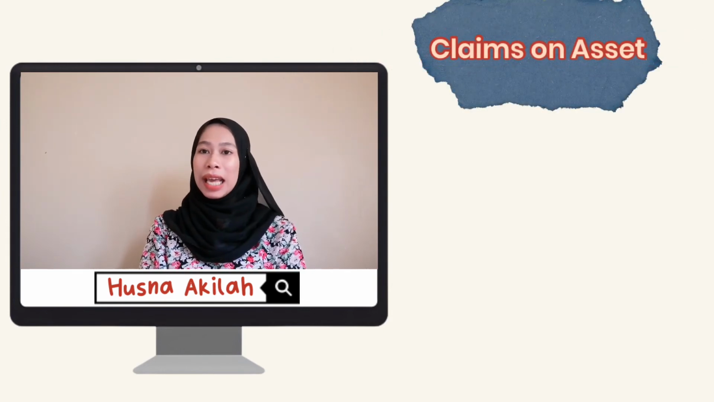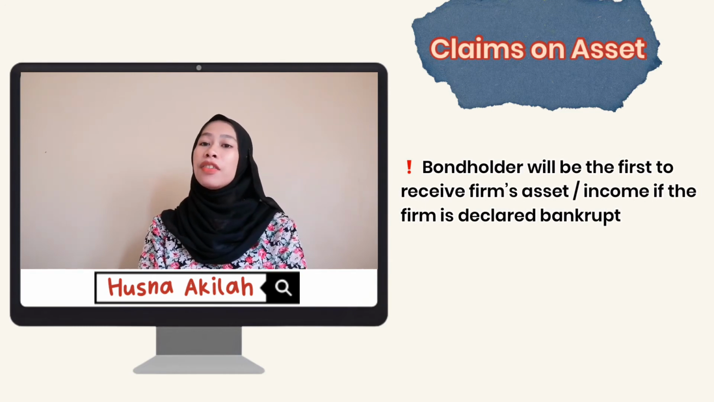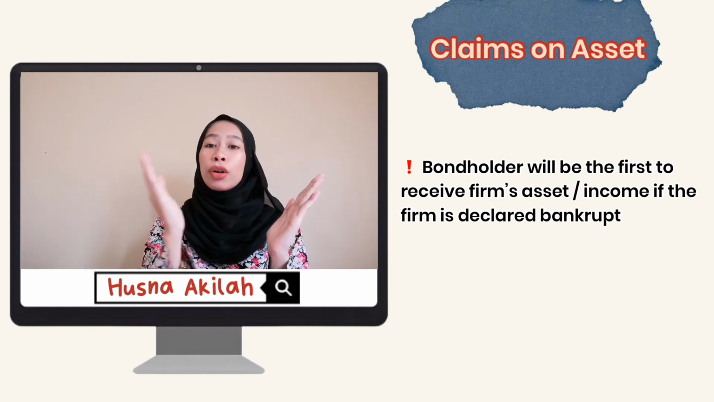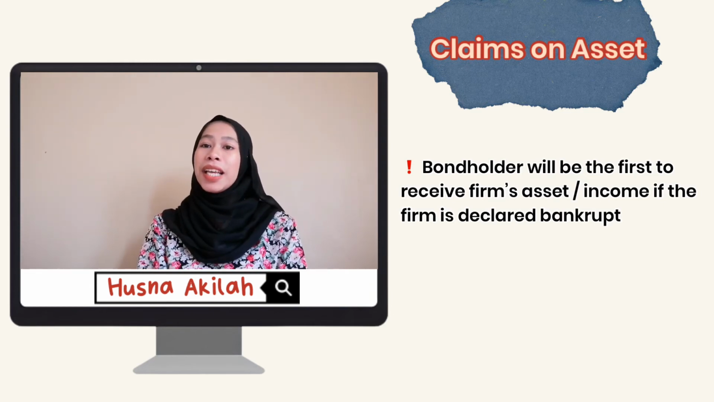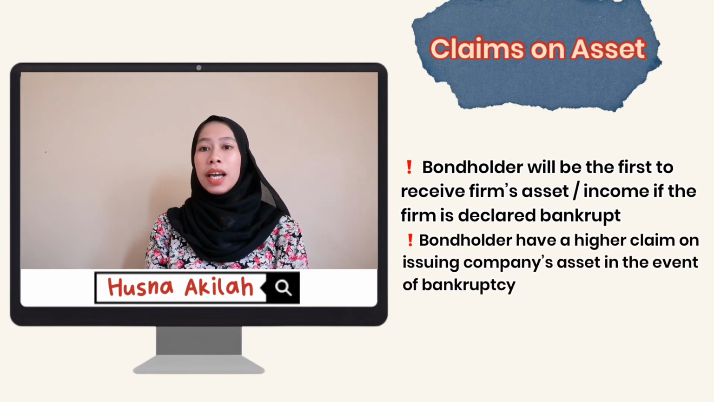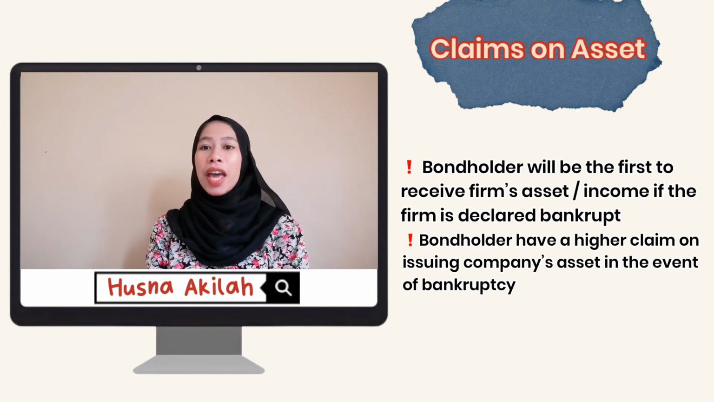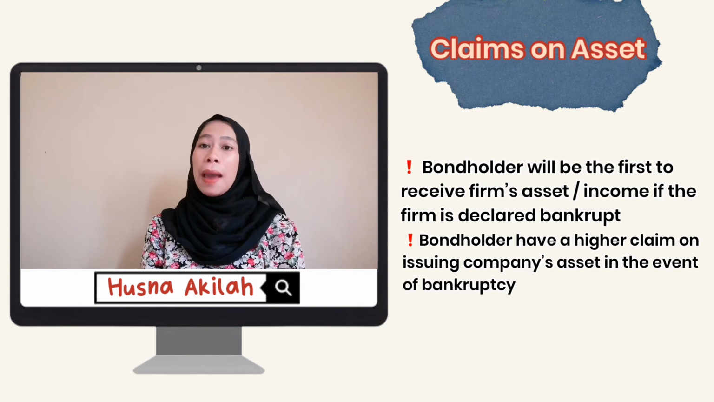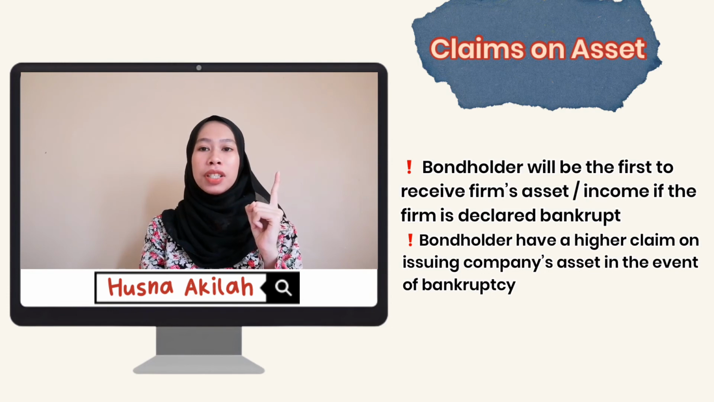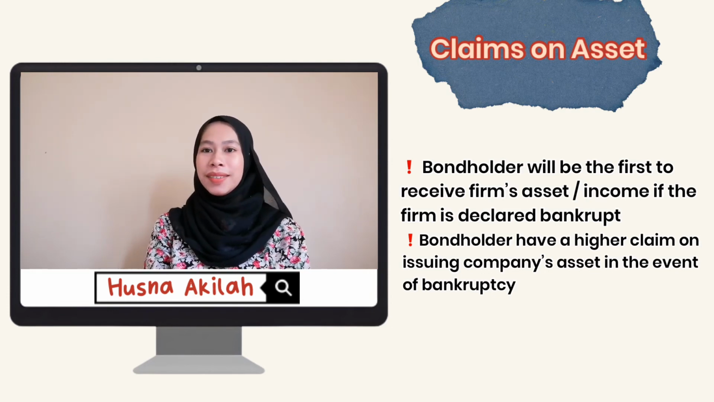Fourth is claim on asset. As we know, the bondholder will be the first to receive the firm's asset or income before the preference stockholder or common stockholder if the firm declares bankruptcy. In other words, the bondholder has a higher claim on the issuing company's asset in the event of bankruptcy. The company must sell or liquidate their assets, and any proceeds will go to the bondholder before the common stockholder.